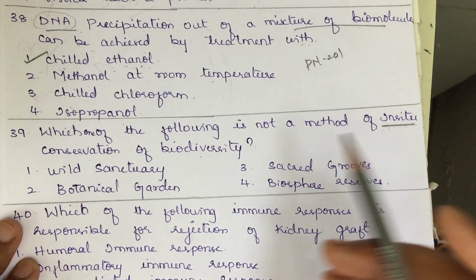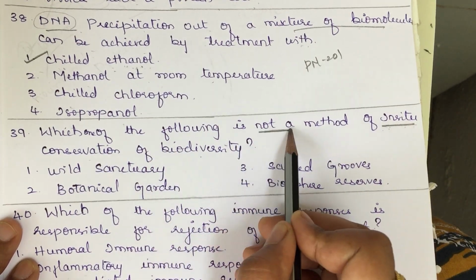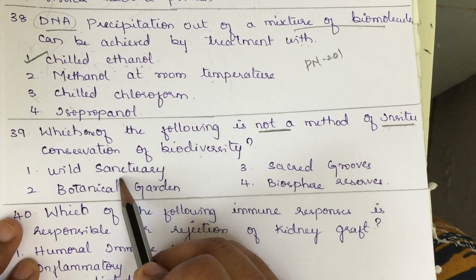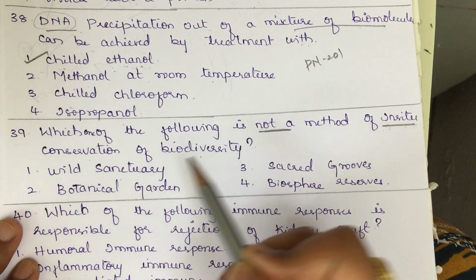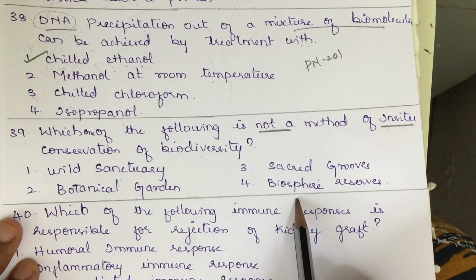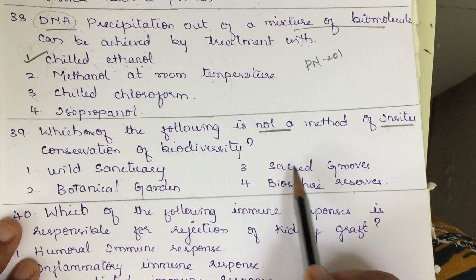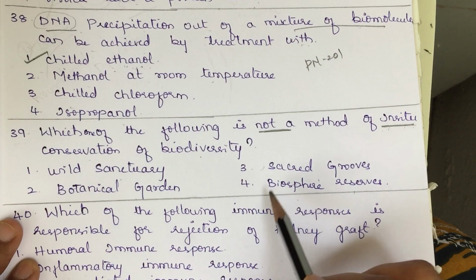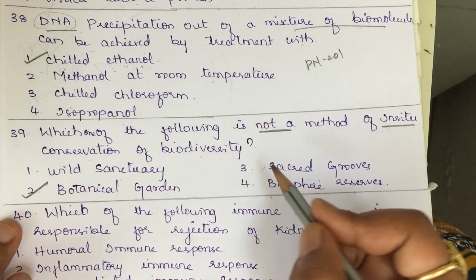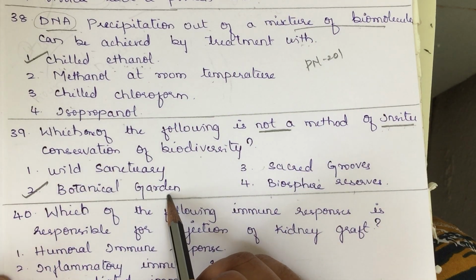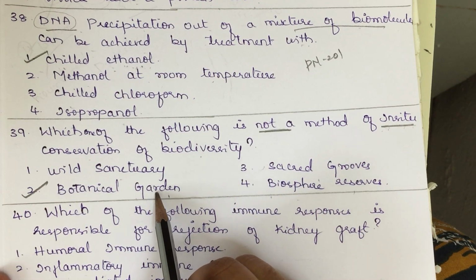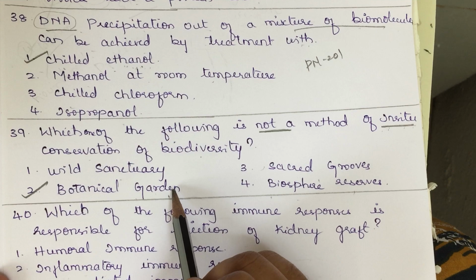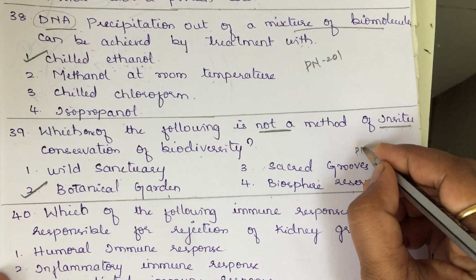Okay, so here they have asked which one of the following is not a method of in situ conservation. Wild sanctuary, yes it is. Botanical garden, no. Sacred groves, yes. Biosphere reserves, yes. So all these three are in situ. Botanical garden is ex situ, so it is not a method of in situ conservation, so it is the correct answer. So this you will get from your second year textbook, page number 267.